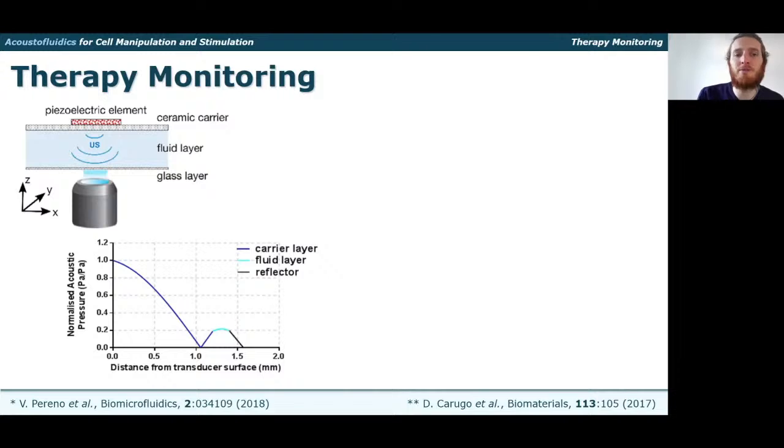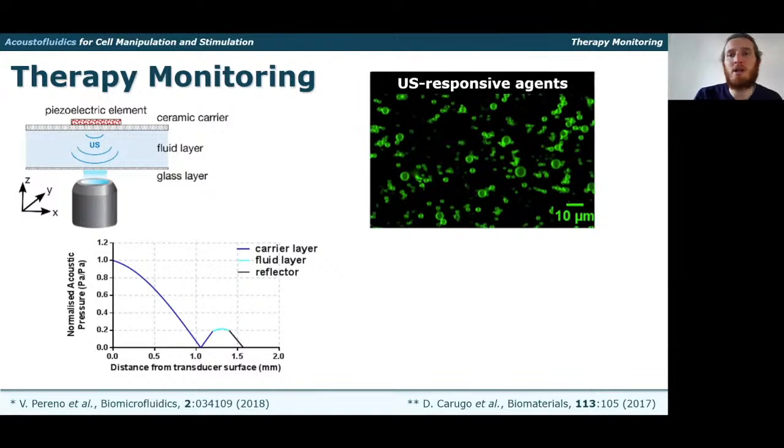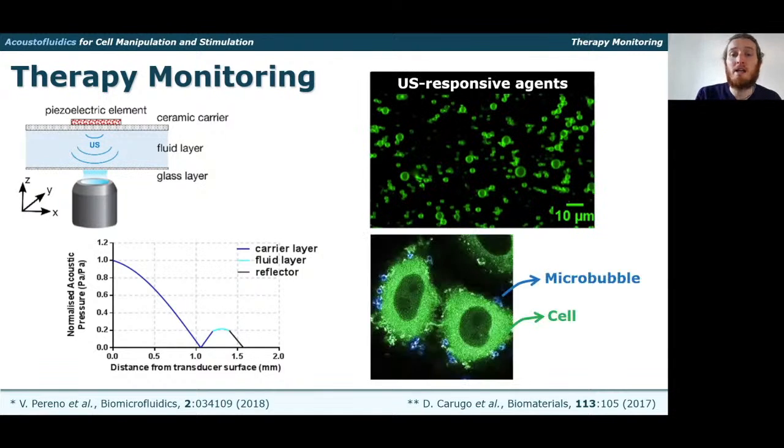One can also build an acoustofluidic resonator to basically have a relatively uniform pressure field within the fluid layer, as indicated by this graph here, which describes the acoustic pressure all the way from the transducer into the carrier layer here in blue, the fluid layer in light blue, and the reflector in black. As you can see, this uniform pressure can be generated by fine-tuning of the material properties and the thickness of the layers of the resonator. This type of resonators could be used, for example, to assess the effect of ultrasound stimulation on ultrasound responsive particles, such as gas microbubbles, as well as the interaction between microbubbles and biological cells in situ.